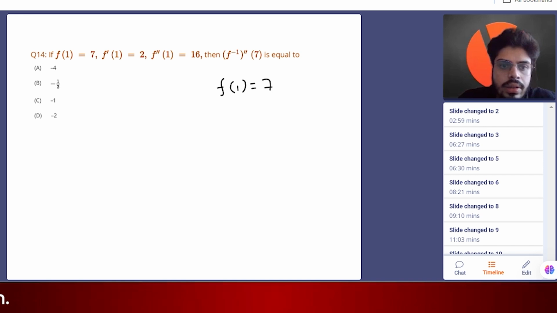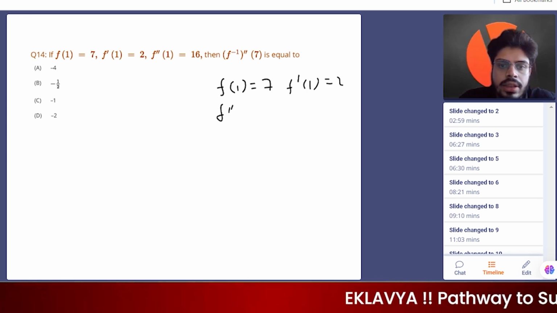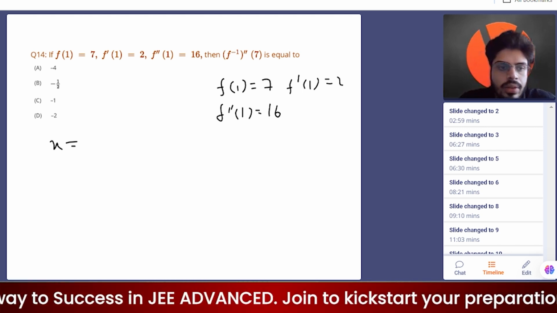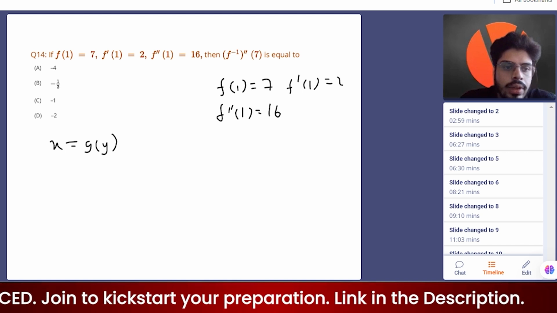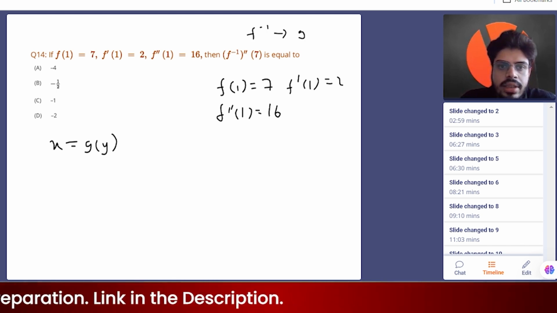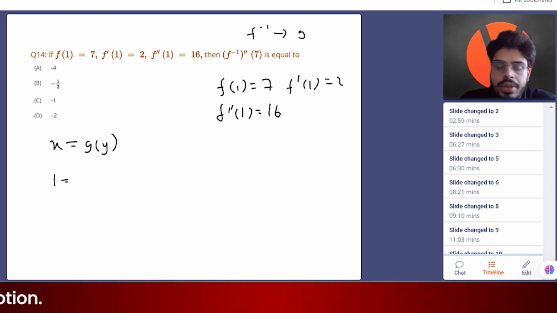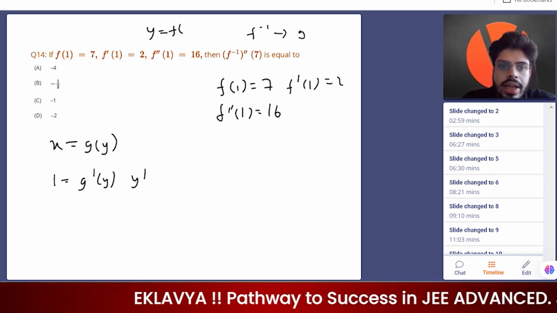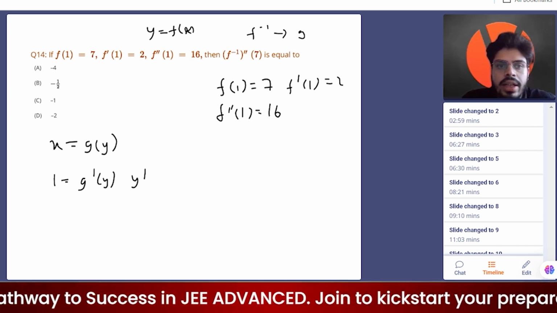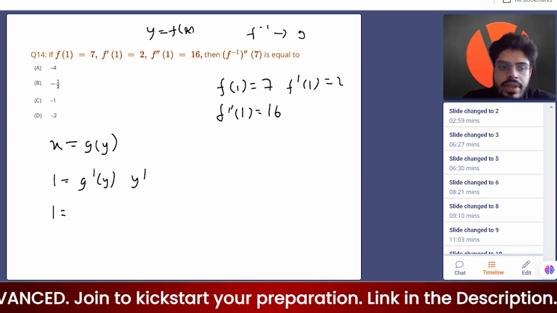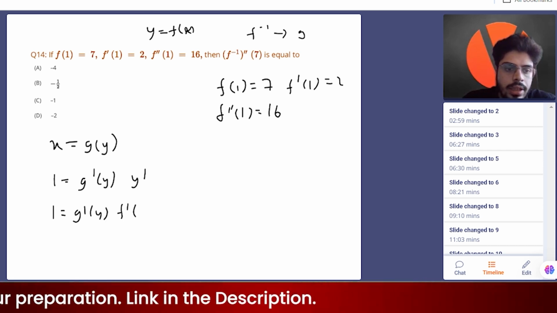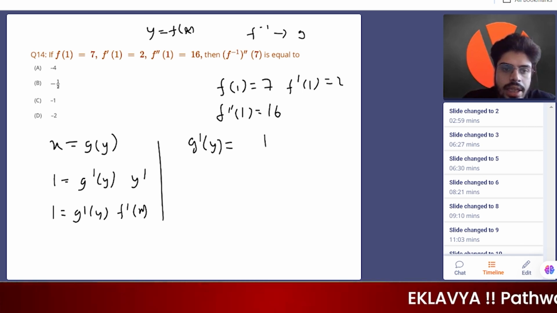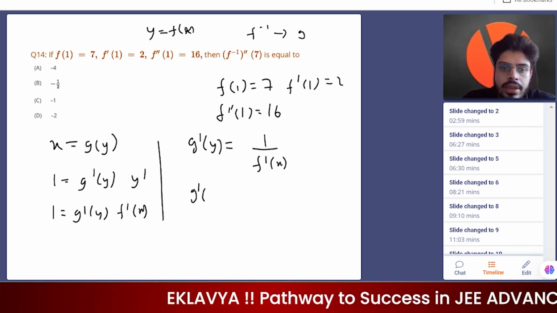So F1 is 7, F dash 1 is 2, and F double dash 1 is 16. So we have to find F inverse of 7. So we have x equal to g of y, the inverse function. Let us say f inverse is g. Differentiate both sides. I'll get 1 equal to g dash y into y dash. Y equal to f x, so y dash is f dash x. So I get from here g dash y is equal to 1 upon f dash x.